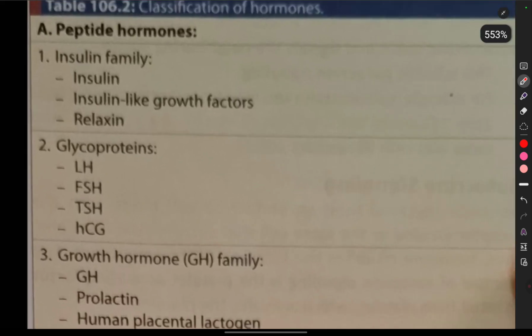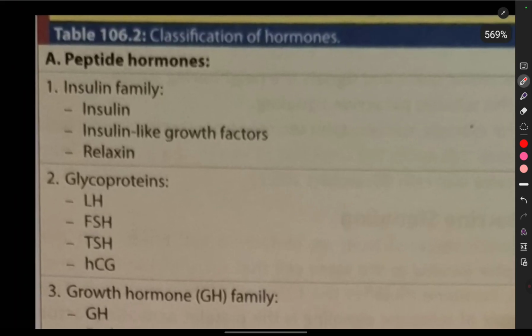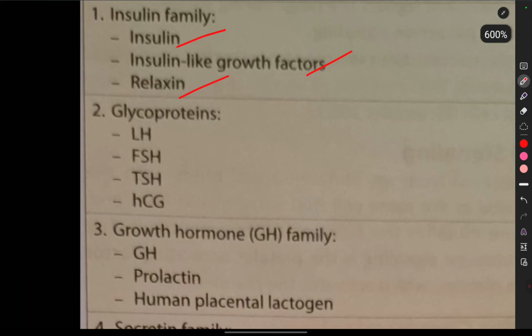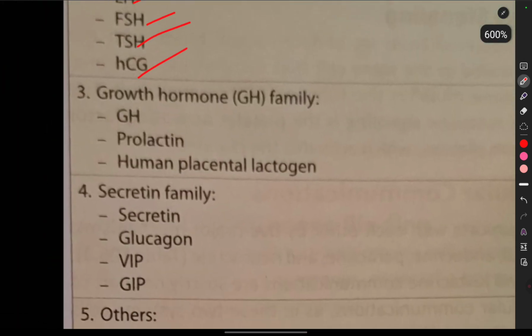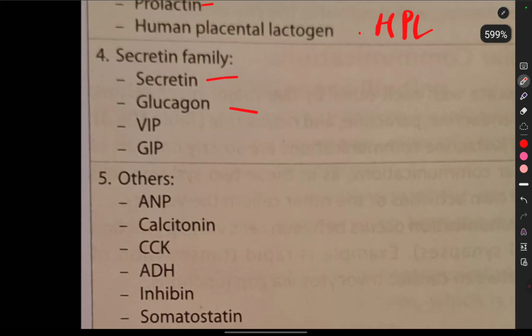Now this is the last but not the least, the last table of this video. Now the peptide hormones come on. The important peptide hormones are the insulin family, like insulin-like growth factor, and relaxin. Glycoproteins like LH, luteinizing hormone, FSH, follicle stimulating hormone, TSH, thyroid stimulating hormone, and HCG, human chorionic gonadotropin. Now the growth hormone family: growth hormone, prolactin, and human placental lactogen, that is HPL. And the secretin family: secretin, glucagon, VIP, GIP.